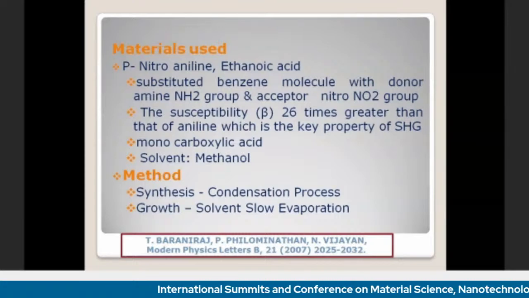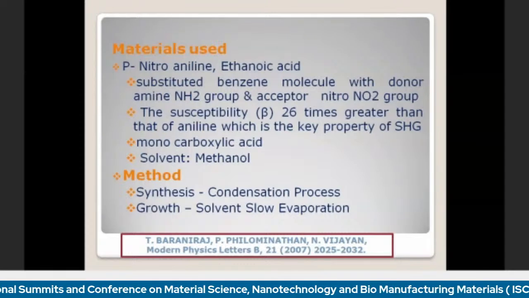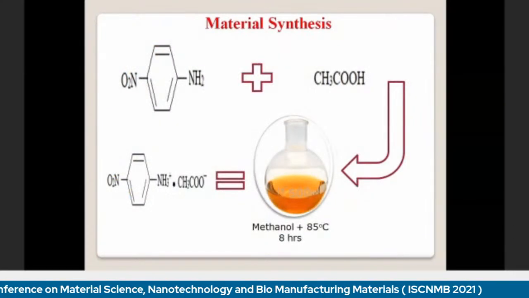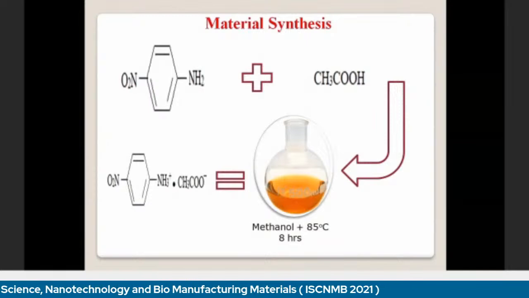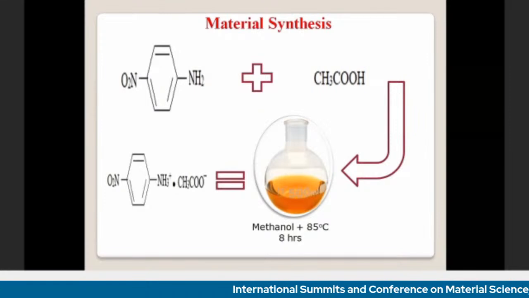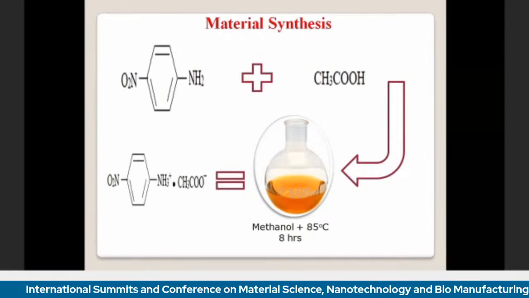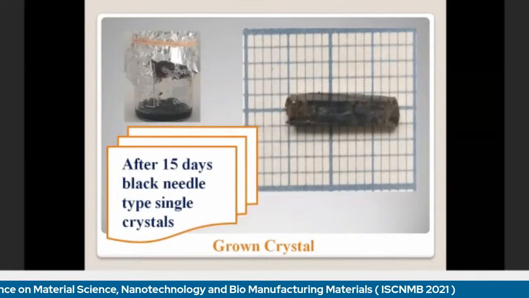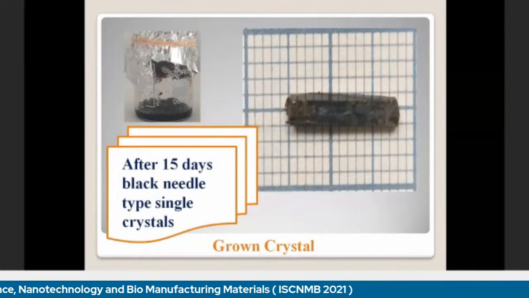The crystal was grown by the slow evaporation method. I took an equal molar ratio of paranitroaniline and ethanoic acid in a methanol solution and condensed it for about 8 hours at a temperature of 85 degrees Celsius. After we got a saturated solution of paranitroanilinium ethanate, I filtered it into a beaker and kept it in an undisturbed position to allow slow evaporation. After 15 days, we got a black needle single crystal of paranitroanilinium ethanate.